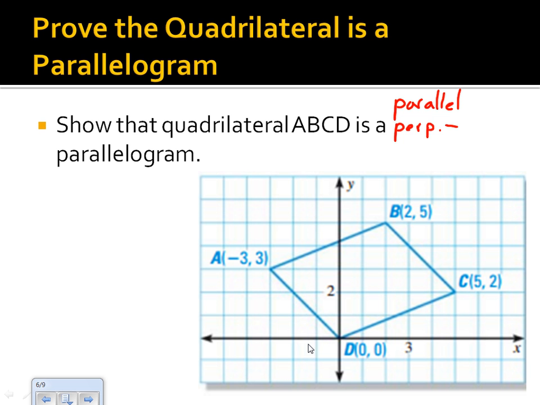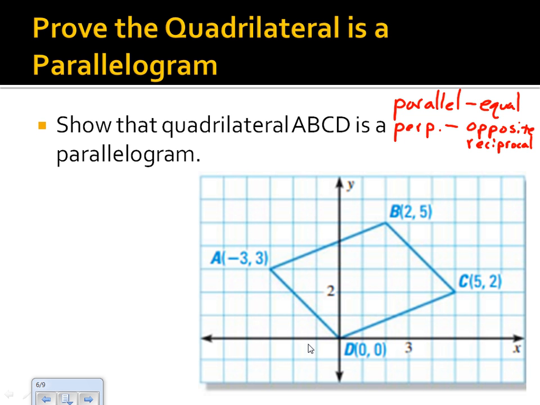What do we know about the slopes of parallel lines? They're not congruent though here. They're the same. Okay? So parallel lines have equal or the same slope. What about perpendicular? Opposite reciprocal.